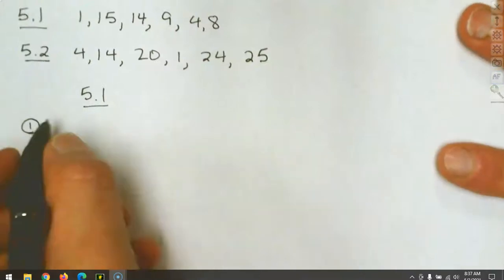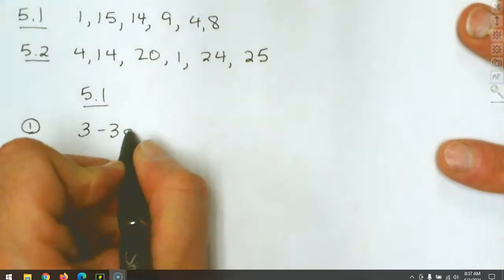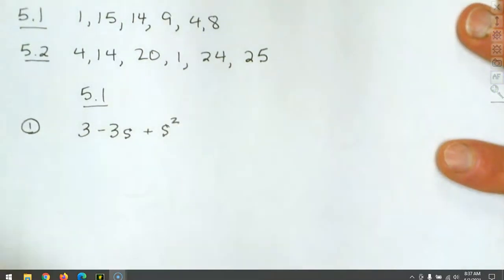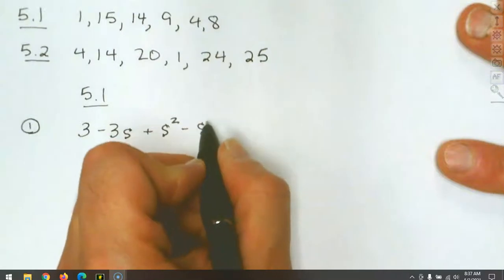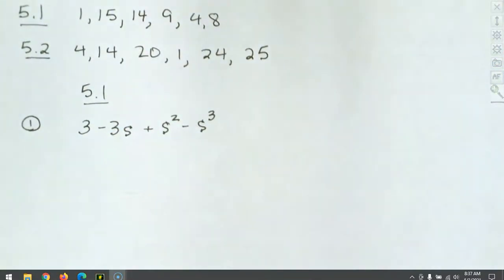Okay, so question 1, we've got 3 minus 3s plus s squared minus s cubed. Where do we begin? Well, what we want to do is count the number of terms that we have. And again, terms are separated by addition or subtraction. So we've got 4 terms. When you have 4 terms, you want to factor by grouping.